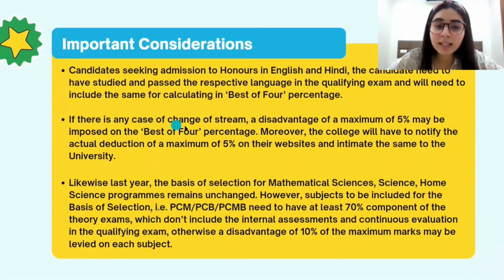Next point, if there is any case of change of stream, a disadvantage of maximum 5% may be imposed on the best of 4. Moreover, the college will have to notify the actual reduction of maximum 5% on their websites and intimate the same to the university.